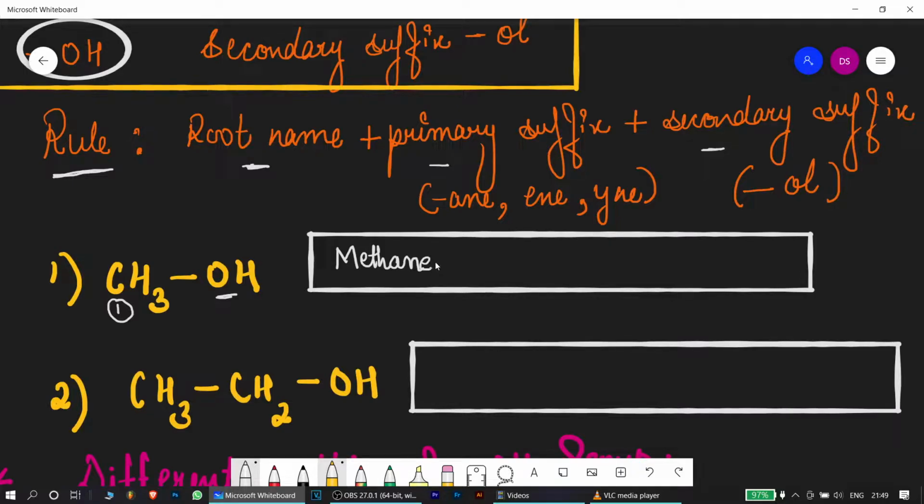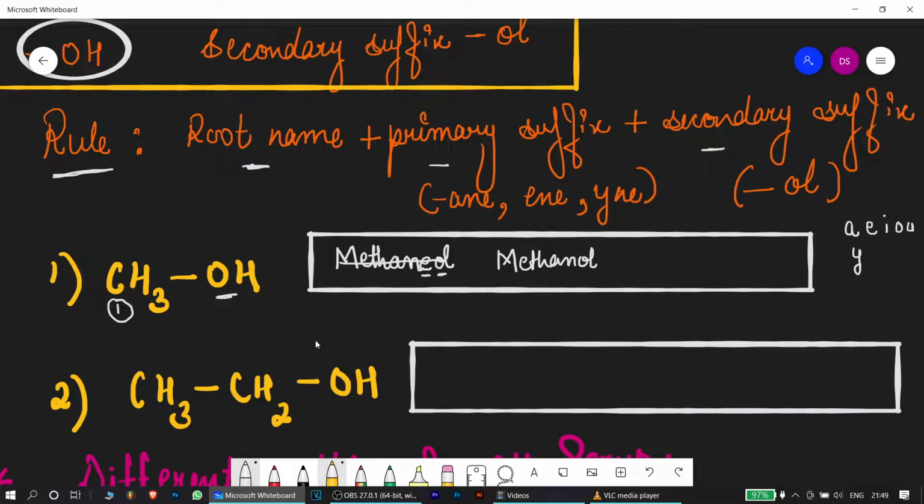But one thing you have to keep in mind is that if you write methane-ol, right? Here you can see E and O are coming together, but this should not happen, right? So you have to keep in mind that the vowels A, E, I, O, U plus Y cannot come simultaneously. Here you can see E and O are coming together, so you have to remove E, okay? So it will become methanol. So this is the naming of the first compound.